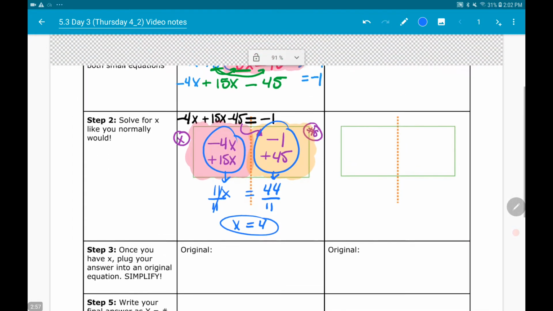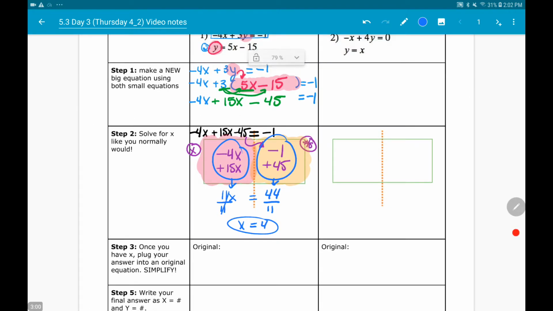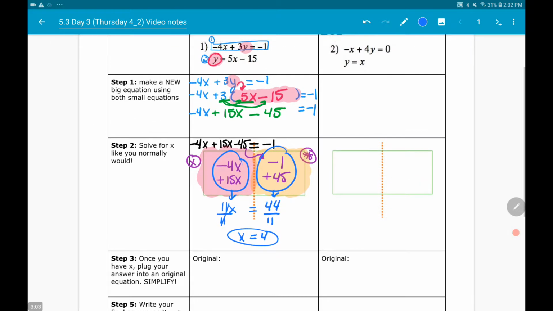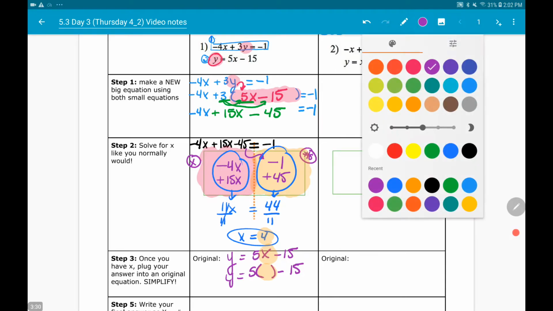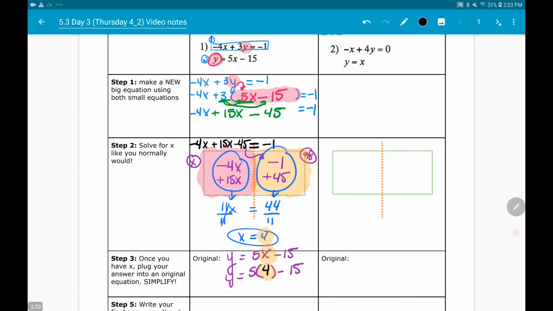All right, step 3. Plug in to an original. What original am I going to choose? Am I going to choose equation 1 or equation 2? I should choose equation 2 because that's in y equals mx plus b form, and that makes it easier for me. So now, instead of x, I'm going to replace. And what am I going to replace for that x? You got it. You guys are experts. It is 4. Now I'm going to go ahead and simplify.